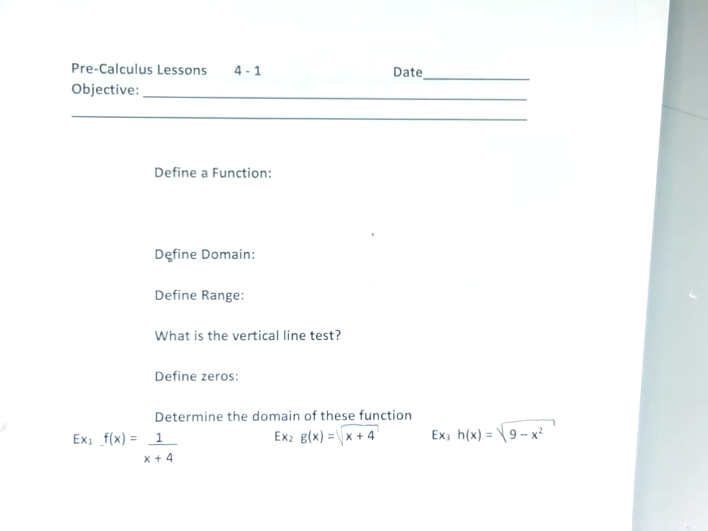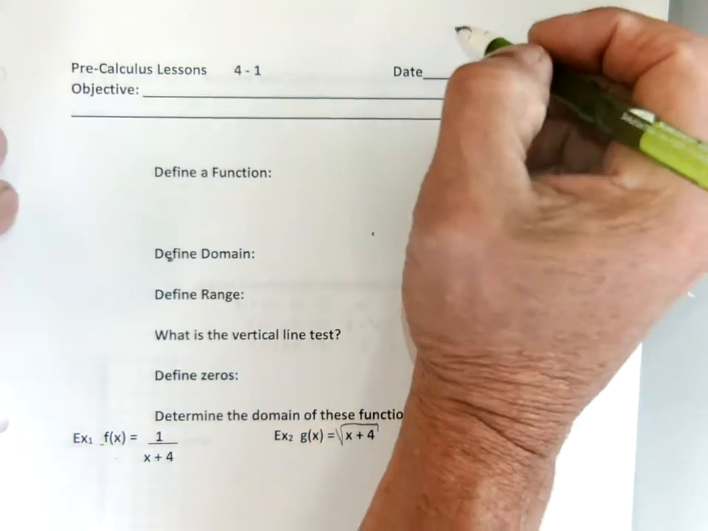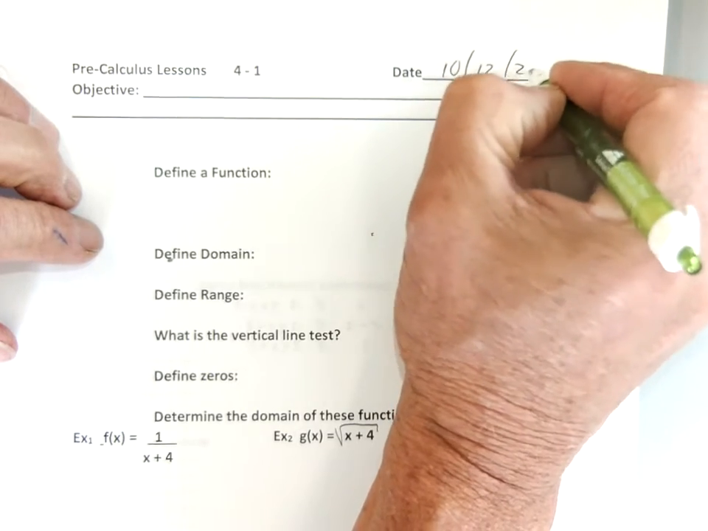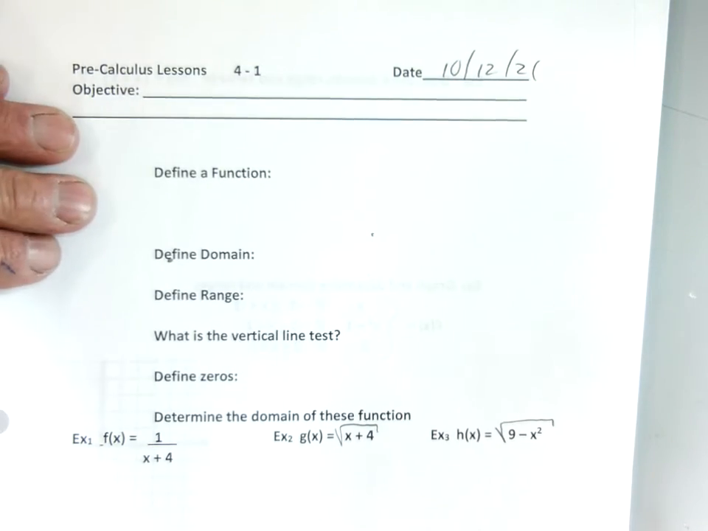Okay, so let's put down some things that we already know. First of all, today's date, 10/12/21.